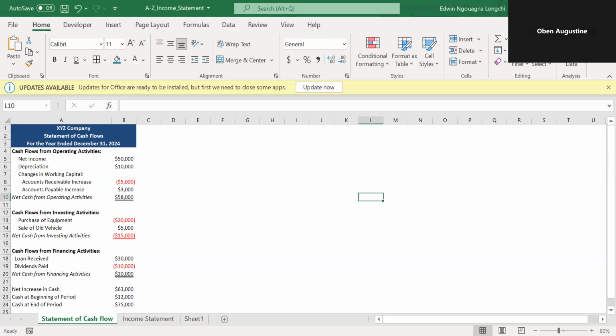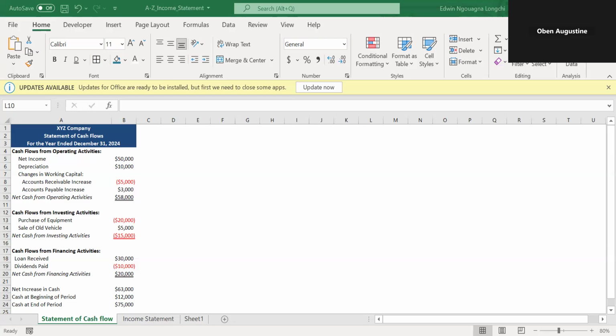So we're saying that operating activities are the day-to-day activities that run the business, like selling of products, selling of goods and services, paying of salaries, buying of supplies, maybe paying of bills or something.